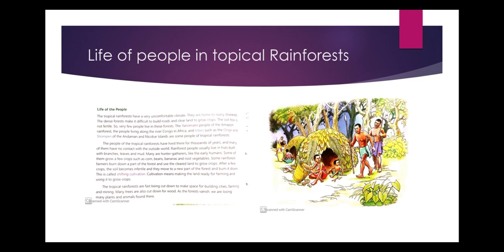Many are hunter gatherers like the early humans. Some of them grow a few crops such as corn, beans, bananas, and root vegetables. Some rainforest farmers burn down a part of the forest and use the cleared land to grow crops. After a few crops, the soil becomes infertile and they move to a new part of the forest and burn it down. This is called shifting cultivation. Cultivation means making the land ready for farming and using it to grow crops.